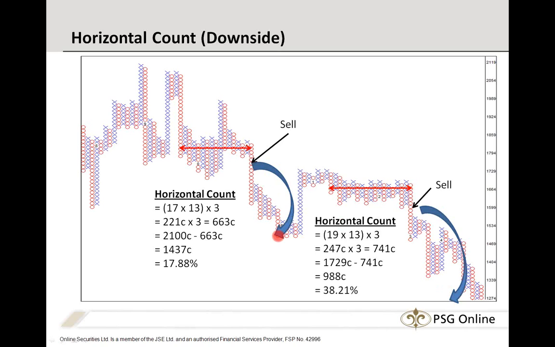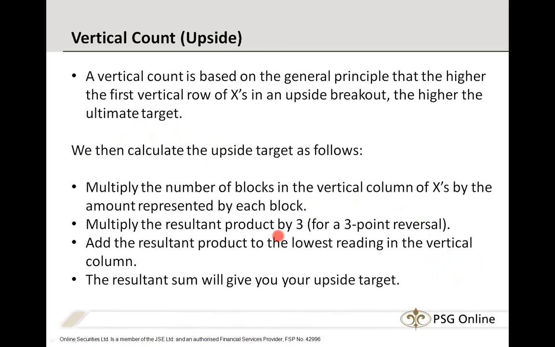You have that target. By the way, these horizontal counts, you're up to 80% probability factor. Only thing you don't know is when. So it can take a few weeks to a few months. You just don't know when. But you've got a potential target to go for. Okay, let's talk about a vertical count.